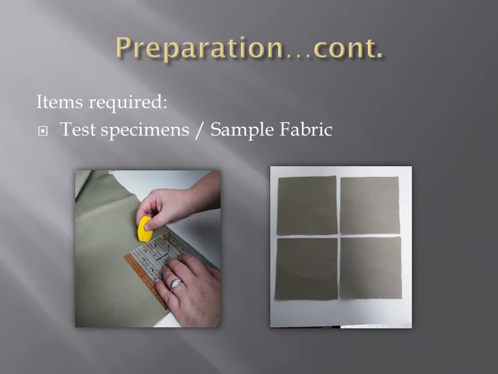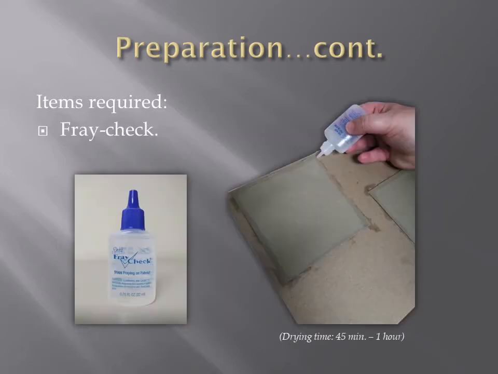For testing, we require four 4-inch squares of the test fabric, cut at a 45-degree angle to the bias and marked. 3 are for the test, and 1 is retained as the control. Before testing, the fabric must be prepped with fray check. Fray check is an adhesive solution applied to the edges of the test specimens to prevent fraying. It must be allowed to completely dry before testing.